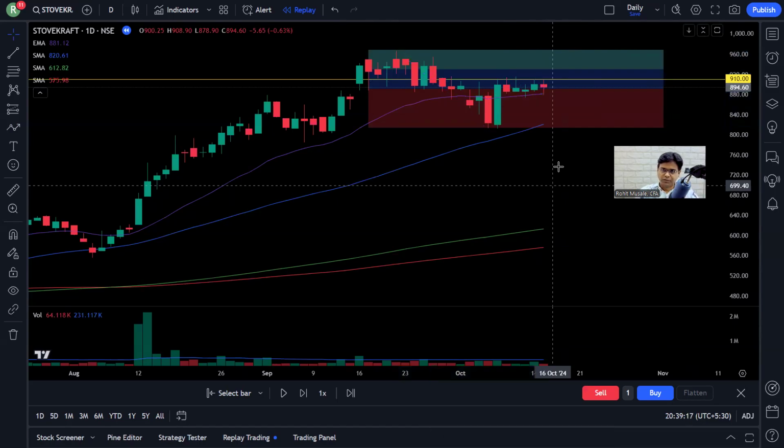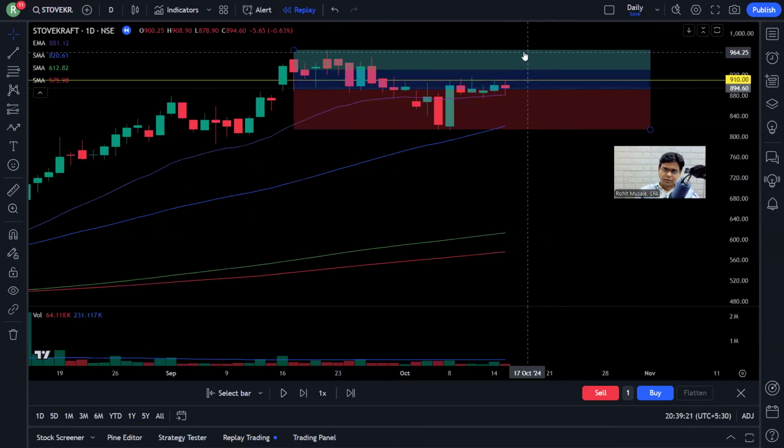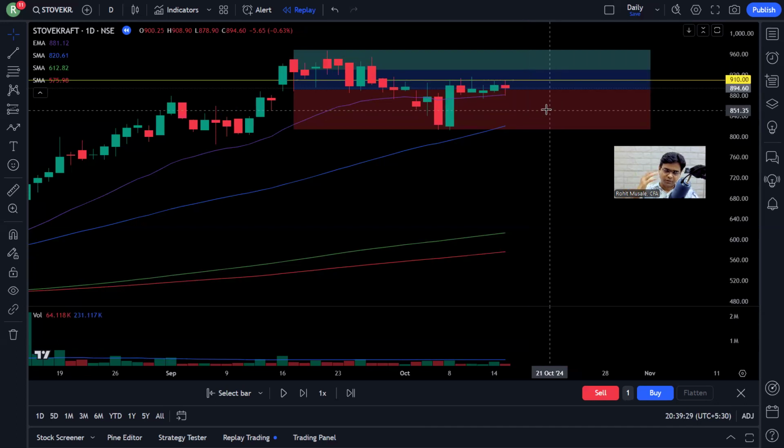So let me remove this. By the way, for those of you who don't know, the green zone is the top quarter of the base. The blue zone is the second quarter of the base. And the red zone is the lower half, which is the third and the fourth quarter of the base.